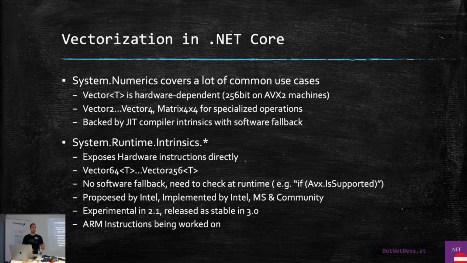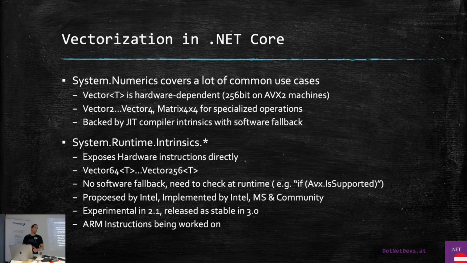But there are also specialized types like Vector2, Vector3, Vector4, and Matrix4x4 that can help you with small amounts of data, which is very interesting if you're doing graphics processing for storing color information or positional vectors. And that's quite useful. And Vector2, Vector3, Vector4 work on all platforms. Vector of T does also.